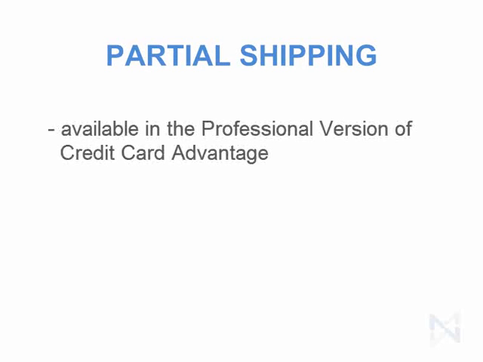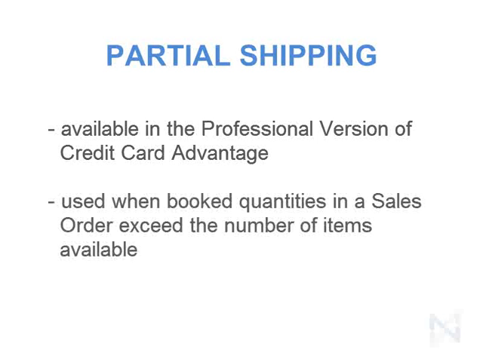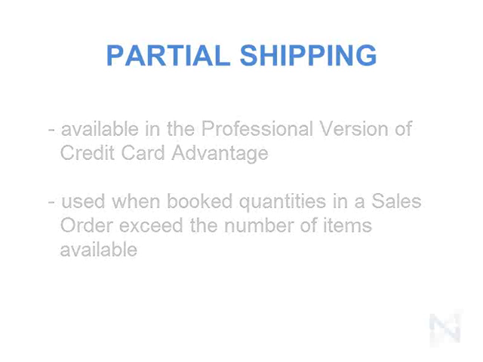The partial shipping feature is available in the professional version of Credit Card Advantage. This feature is mainly used when book quantities in a sales order exceed the number of items available. While transferring the order to an invoice, the shortage part will be automatically placed into a back order, and if partial shipping is enabled, a new book transaction will be processed for the back ordered items.